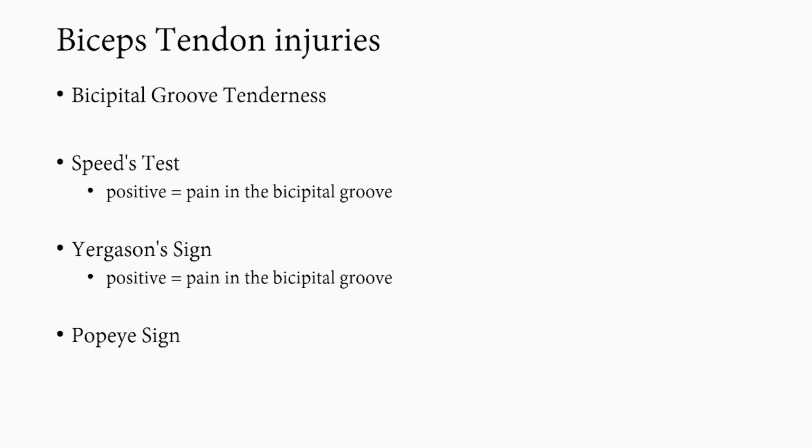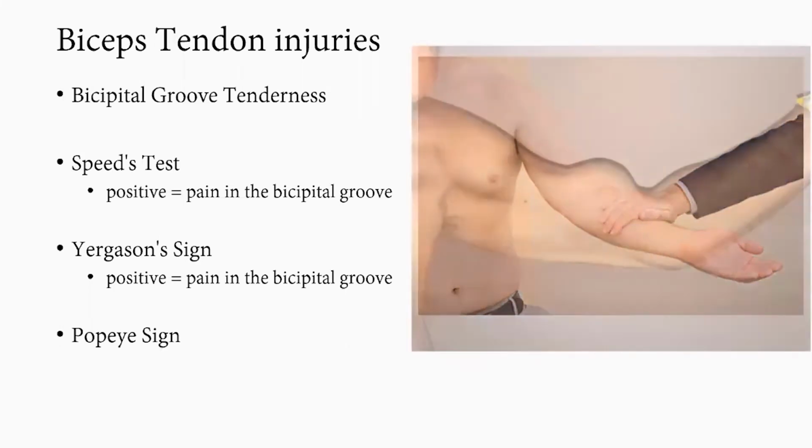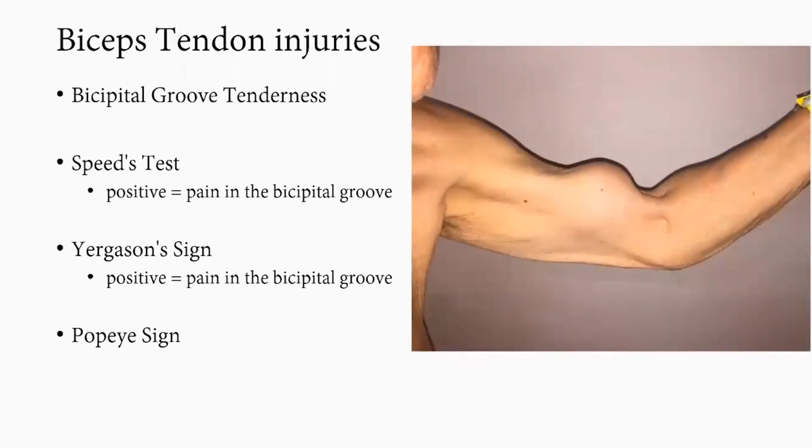Biceps tendon injuries can be examined for by the bicipital groove tenderness. Speed test, as illustrated here, is positive with elbow extended and shoulder elevation against resistance. Positive if the pain is in the bicipital groove. Another test is Yergason's sign, where there is bicipital groove pain with resisted supination of the forearm with the elbow in 90 degrees flexion. Ruptures of the biceps tendon can be associated with the Popeye sign.